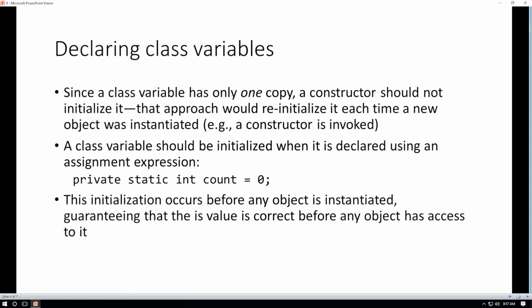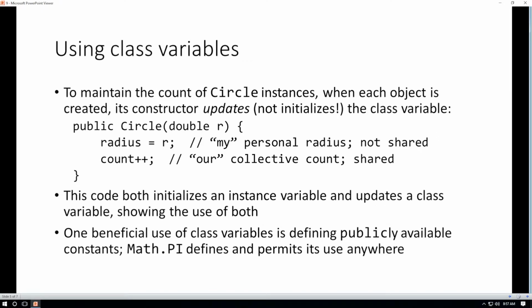When the class is loaded, this initialization occurs before any object can be created. By the time an object is created, the shared variable not only exists, it is initialized to the correct value. That means the first object that's created can use the shared variable without problem. To solve our problem of keeping track of how many circle objects there are, we would now have the constructor of the circle object update the shared variable. Not initialize, update. The initialization already occurred when the class was loaded into the Java virtual machine.